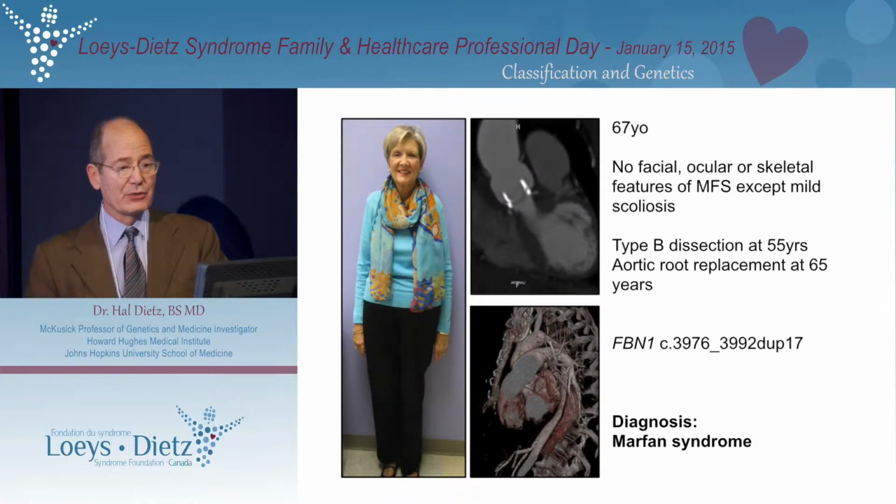Now, if we compare that to this woman who's 67 years old, she has no facial, ocular, or skeletal features, did experience a type B dissection at 55 years and aortic root replacement ultimately at 65 years. But no one would argue that she's very different from that other child. Yet she has a mutation in the fibrillin-1 gene and has a diagnosis of Marfan syndrome.